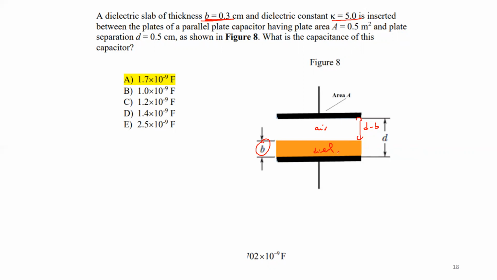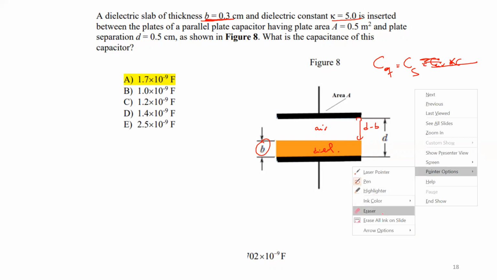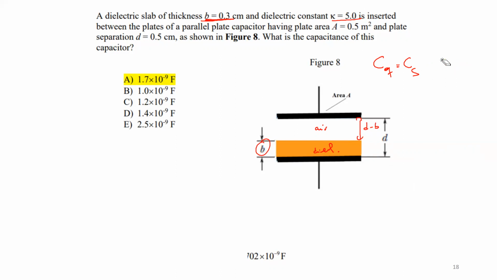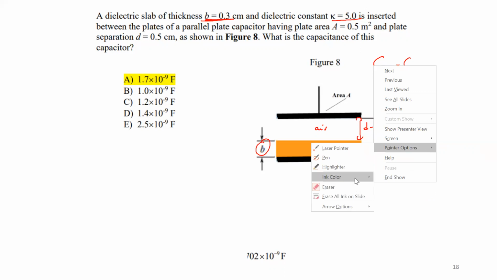Okay. What can you say? The air and the dielectric here are in series. So the equivalent capacitance here is the series equivalent capacitance, because the dielectric and the air are in series. It will be the product divided by the sum, because series is product over sum. So let me write it down here. Okay, so let me erase this. Okay, now let me write it down here.